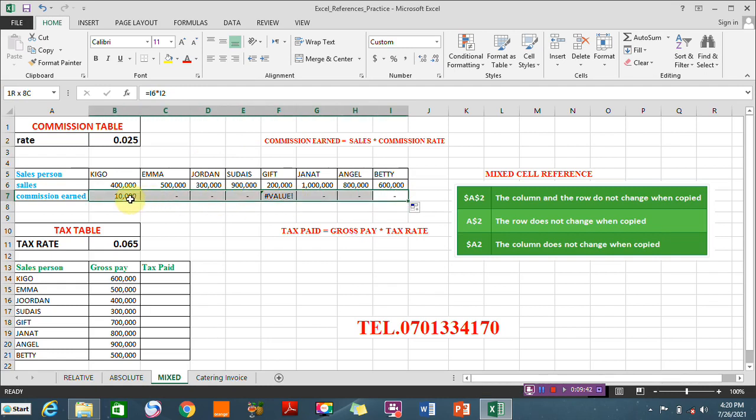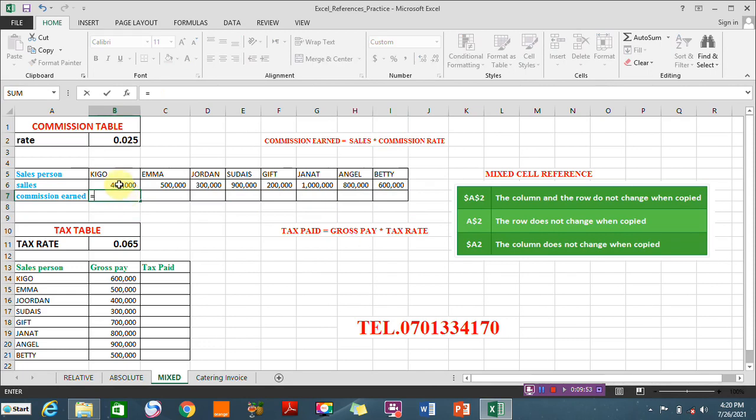Let's rub this one and do it again and see how we can get the correct answer. So now, when we come back here, we shall say equals our sales multiplied by the commission rate. But we have to lock it. That means that we are going to lock the B such that it doesn't change to a C and a D and an E. So we have to lock it on only the B.